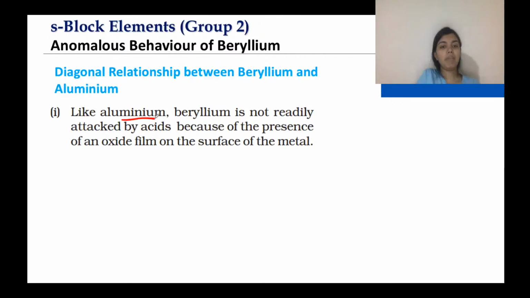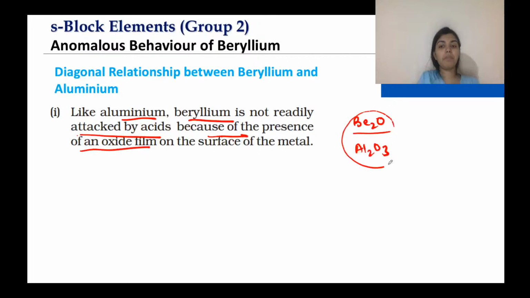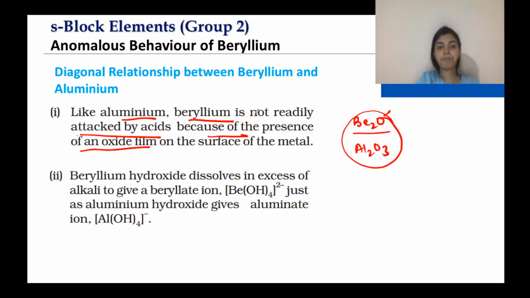Like aluminium, beryllium is not readily attacked by acids because of the presence of a passive film. We have already discussed that beryllium forms beryllium oxide, and aluminium also forms an Al2O3 film, right? This film is a passive film which prevents further attack.